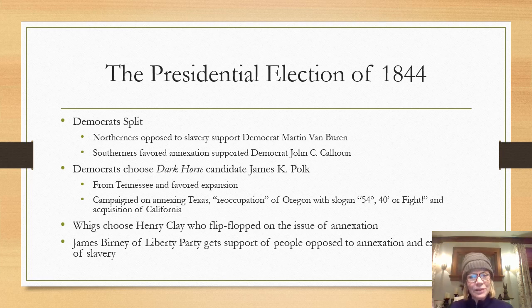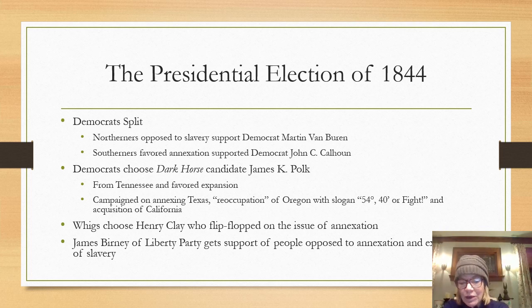So he's a horse in the race, right? And he came from nowhere. It was James K. Polk. He's from Tennessee. And he just put it out there on the line. He's like, we're going to annex Texas. We're going to take over Oregon, and we're going to take it all the way up to the 54-40 line, or we're going to fight, right? And we're also going to get California. So he's like, we're just going to take all this land.